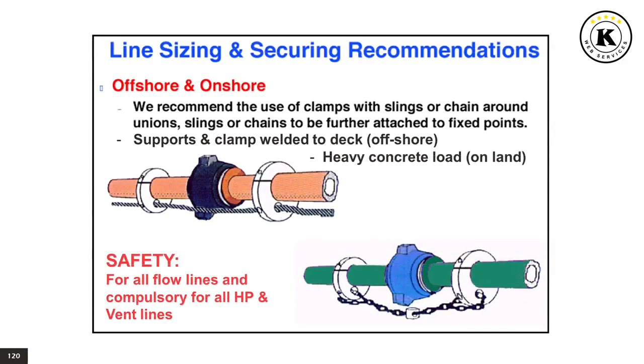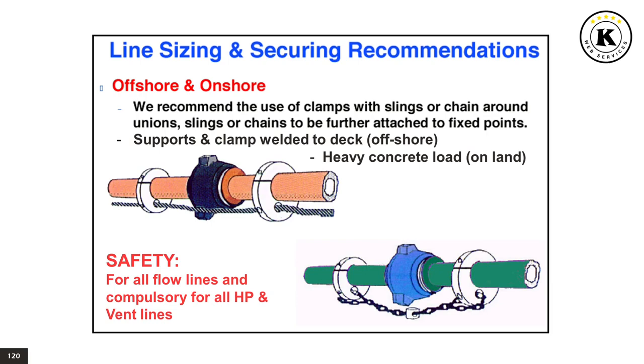Line sizing and securing recommendations. Offshore and onshore, we recommend the use of clamps with slings or chain around unions. Slings or chains to be further attached to fixed points. Supports and clamps should be welded to deck on offshore rigs. Heavy concrete load should be used on land rigs. These safety recommendations should be applied for all flow lines and must be used for all high-pressure piping and vent lines.